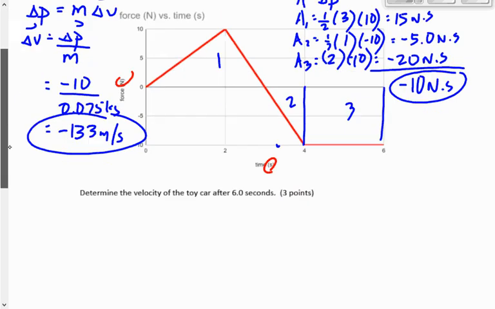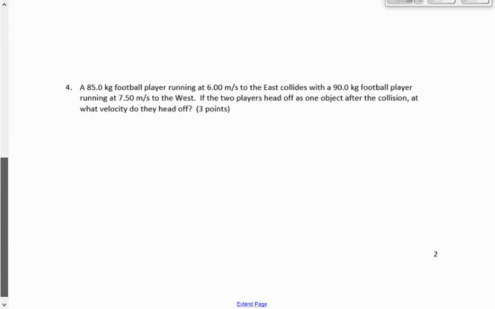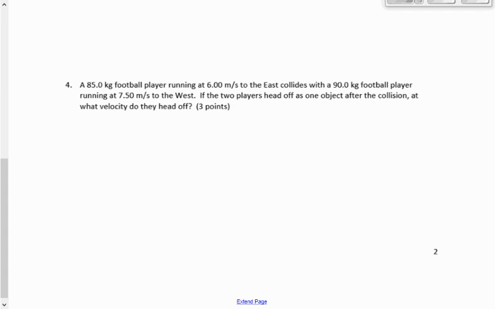Number 4. An 85-kilogram football player running at 6 meters per second to the east collides with a 90-kilogram football player running to the west. East and west, we see that all the time. We don't need to worry about X and Y components, but we do need to worry about positives and negatives. Two players head off as one object after the collision. I like it when that happens.